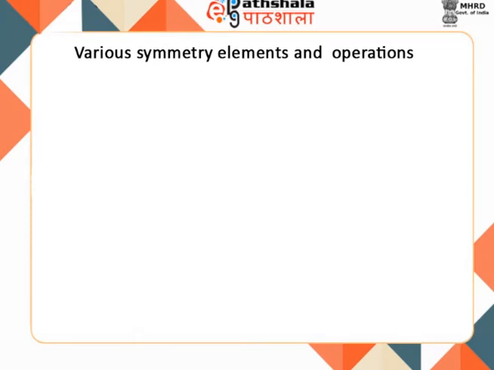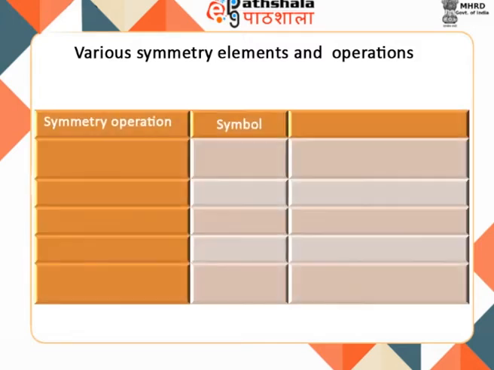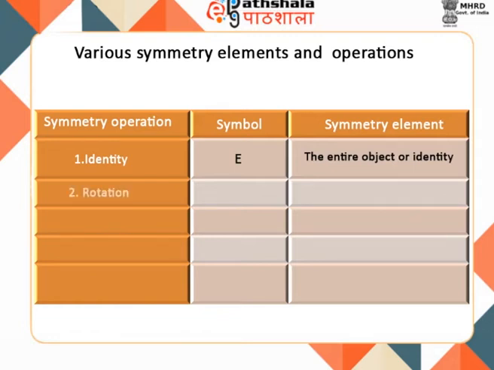Now we will study various symmetry elements and operations. There are 5 kinds of symmetry operations and corresponding 5 kinds of symmetry elements as given in the following table. First, identity denoted by E. In this, the entire object or identity is the symmetry element. Second, rotation denoted by Cn. In this, proper axis of symmetry is the symmetry element.